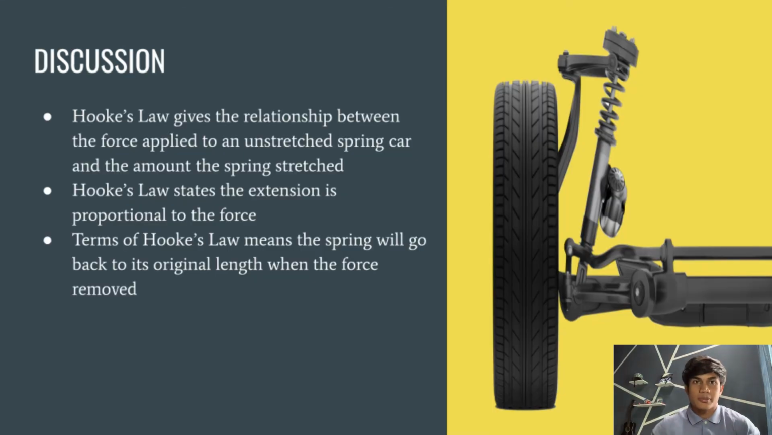For the discussion part, we find that Hooke's law gives the relationship between the force applied to an unstressed spring, such as a car suspension, and the amount the spring is stressed. Hooke's law states that the extension is proportional to the force. We also find that, according to Hooke's law, when the spring is stretched, it will go back to its original length when the force is removed. So that's the discussion part.